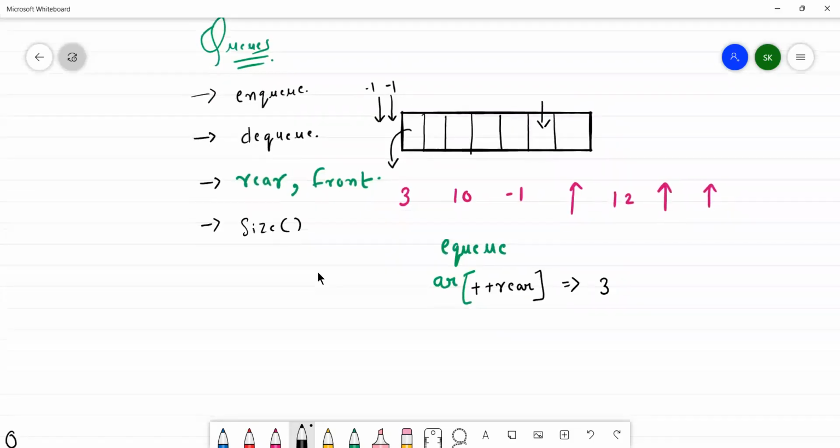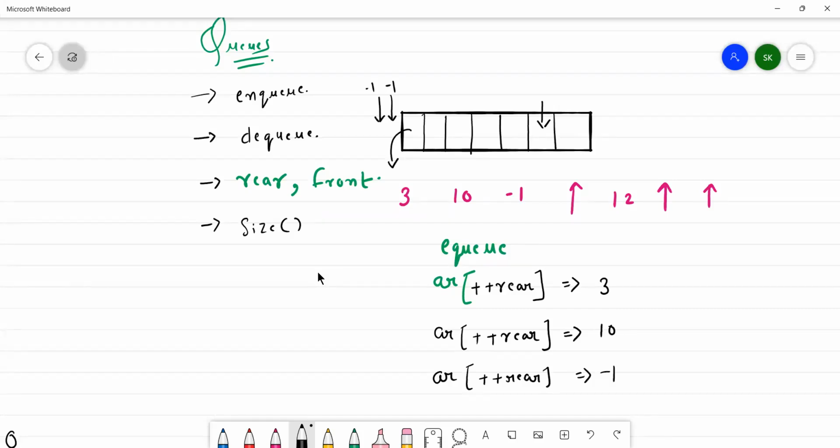Now coming on to 10, again it will do the same thing. Array of plus plus rear is equal to 10. Again, for -1, it will be array of plus plus rear equals -1. Clear everyone up to here?